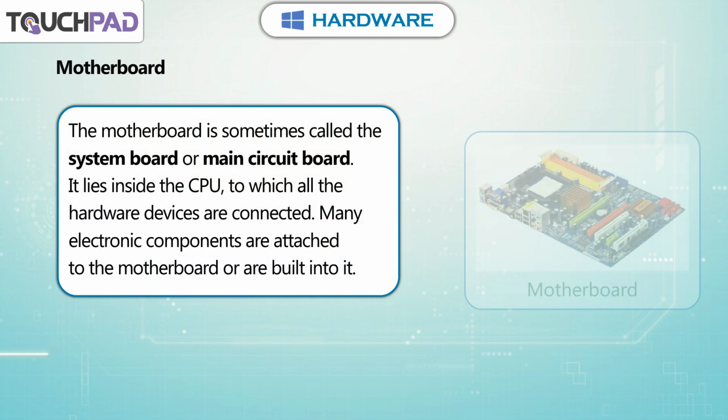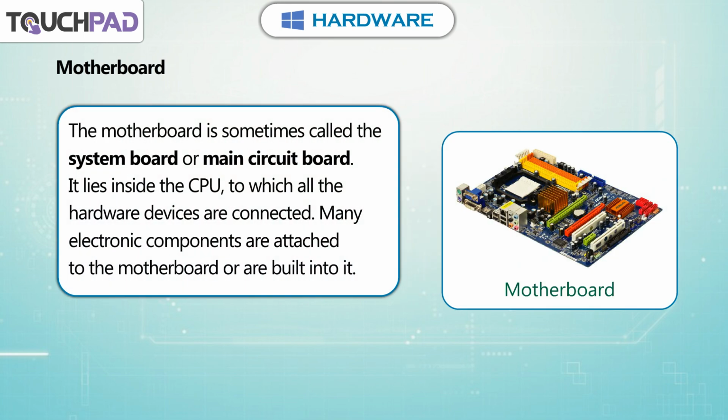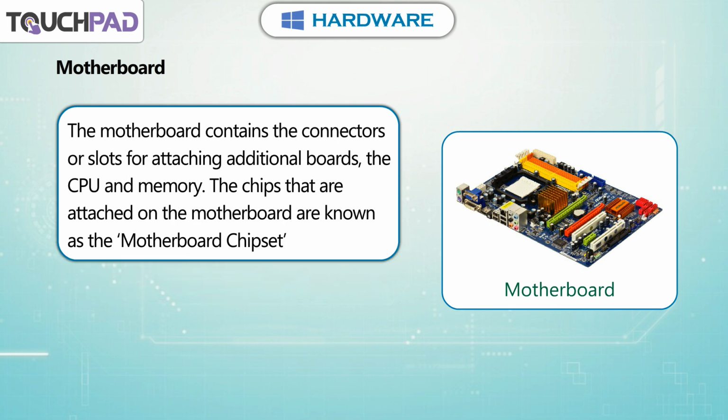Motherboard. The motherboard is sometimes called the system board or main circuit board. It lies inside the CPU, to which all the hardware devices are connected. Many electronic components are attached to the motherboard or are built into it. The motherboard contains the connectors or slots for attaching additional boards, CPU, and memory. The chips that are attached on the motherboard are known as the motherboard chipset.